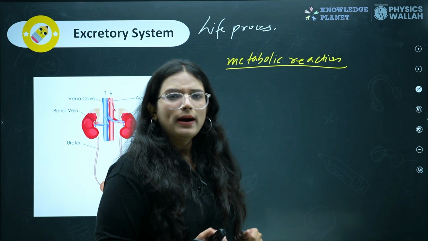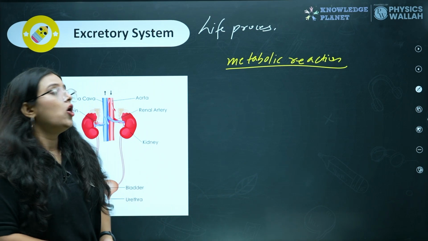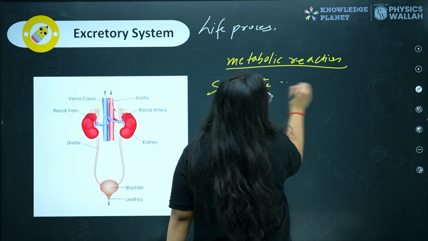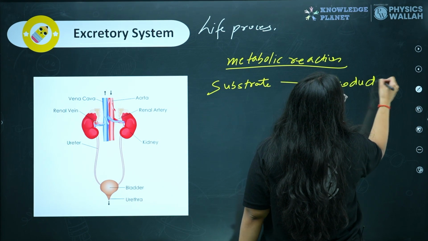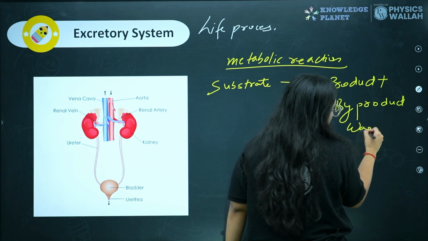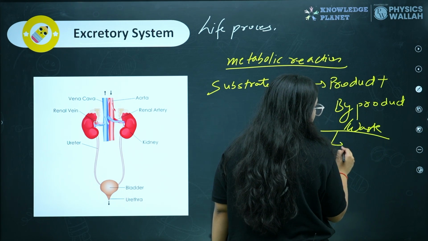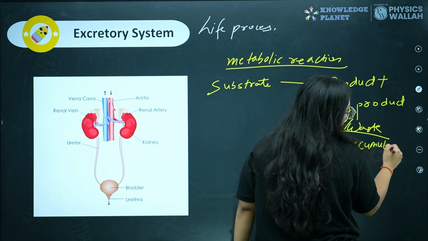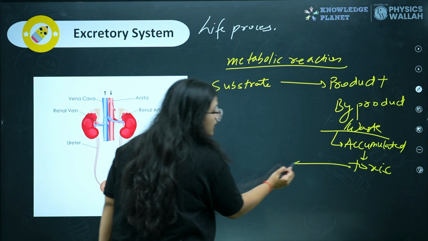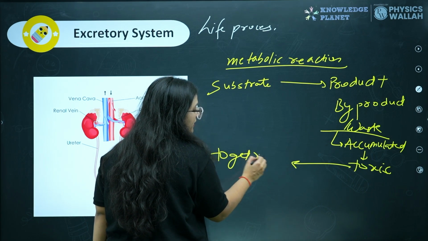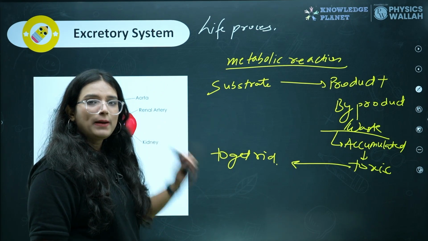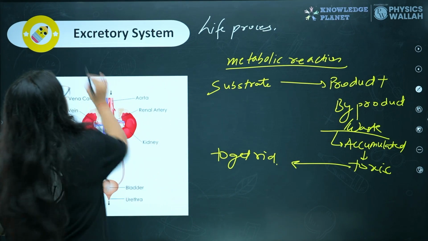Now let's talk about these metabolic reactions. In all the metabolic reactions, suppose we will have a substrate and this substrate will form the product, but along with that it will form certain byproducts which could be waste, and this waste, when it gets accumulated in our body, will be toxic, right? So there is a need to get rid of this toxic material, to get rid of this waste. Okay, and for that we have a special organ system, which is our excretory system.